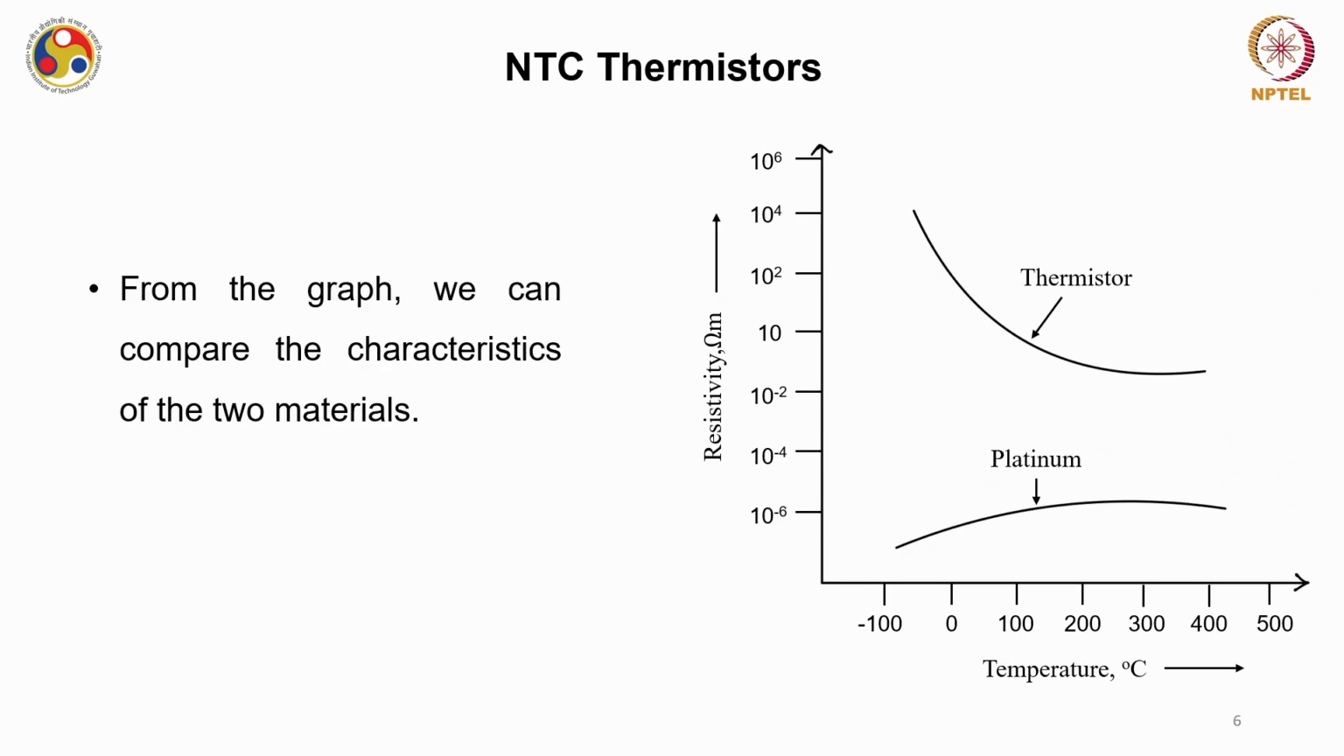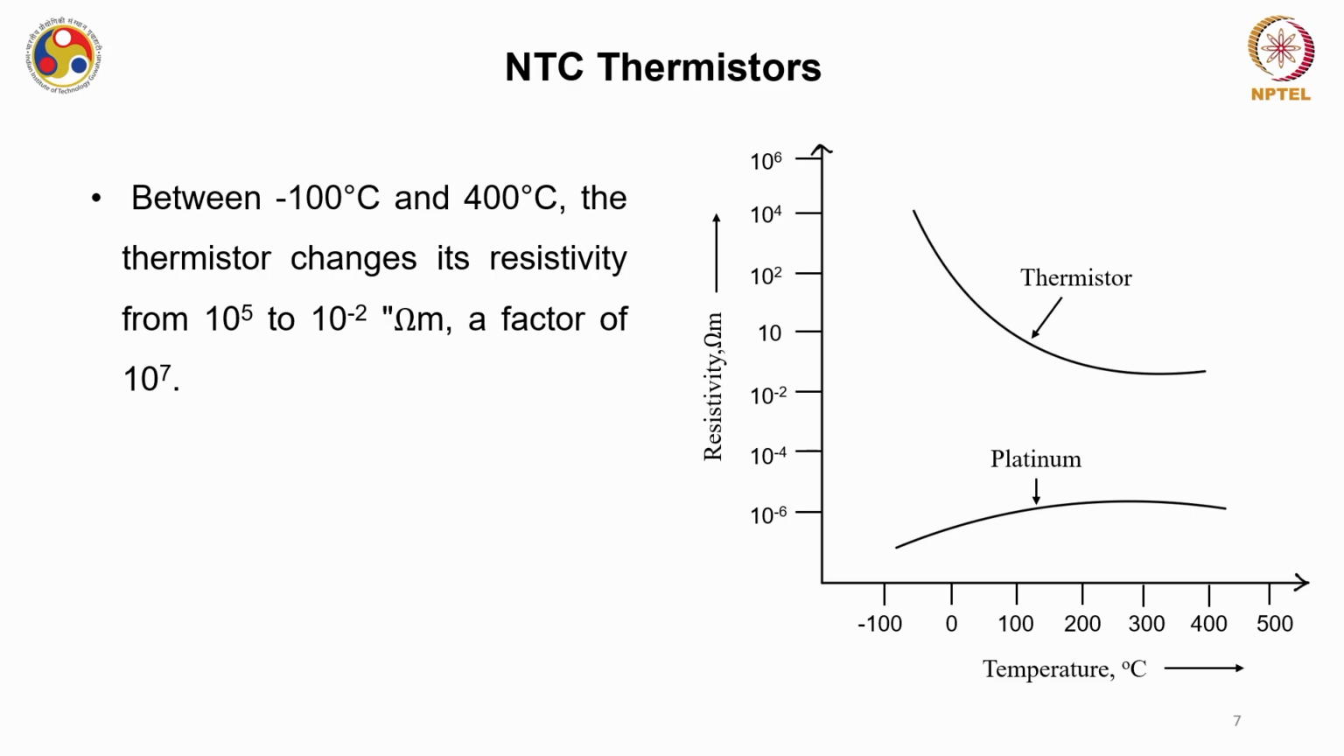From this graph, we can compare the characteristic of a thermistor and an RTD. If you see this carefully, just have a look at the drop in the resistivity for the thermistor, which is from around 10 to the power 5 to somewhere here 10 to the power minus 2. So between minus 100 degrees Celsius to 400 degrees Celsius, a thermistor changes its resistivity by a factor of, say, 10 to the power 5 to 10 to the power minus 2. So the total change is of the order of 10 to the power 7.